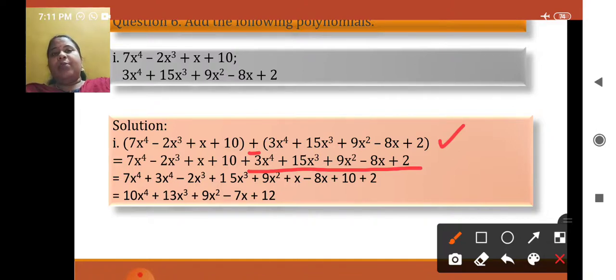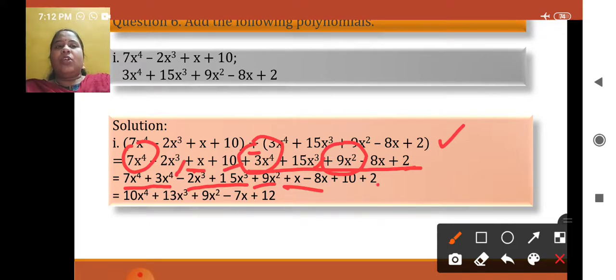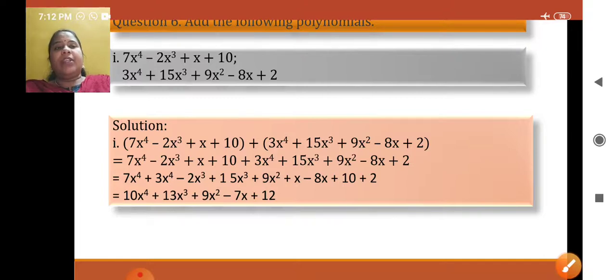Then collecting like terms. As you can see here, 7x raised to 4 and plus 3x raised to 4 are written together. Minus 2x cube and 15x cube are written together. Then the x square term is alone, that has to be written as it is, plus 9x square. Then there are the terms of x, plus x and minus 8x, written together, and then 10 and 2, the constant numbers. I hope this step is understood, that we are collecting like terms and writing them together.